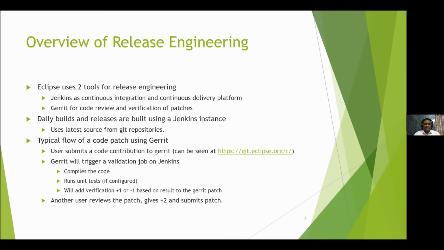What Jenkins does is it compiles the code and runs the unit tests. We have some Git repositories which are still not configured for unit tests. Compilation will give you +1 or -1 based on the compilation result, and we get a verification +1 or -1 based on compilation of code and unit test results. Then another user reviews the patch and gives +2 and submits the patch. While submitting, it gets merged to the corresponding Git repository.